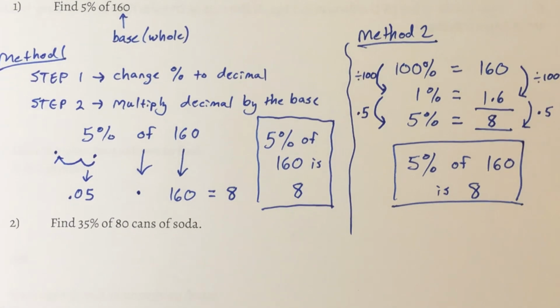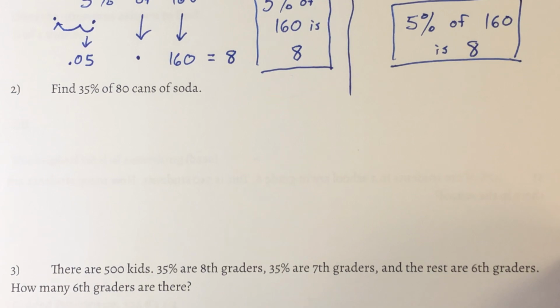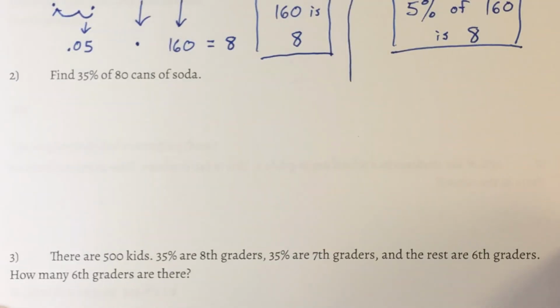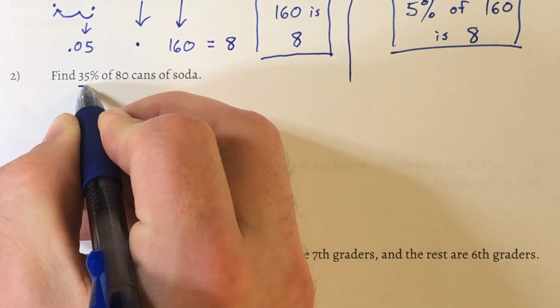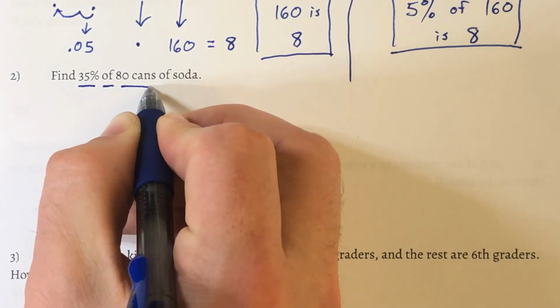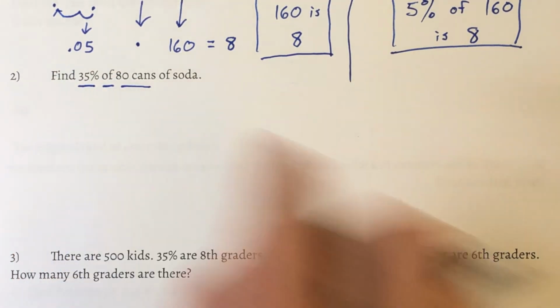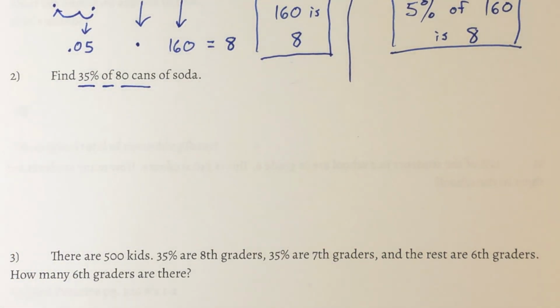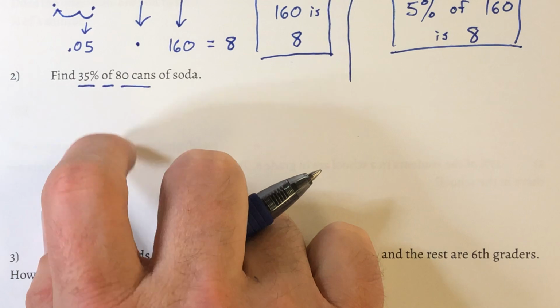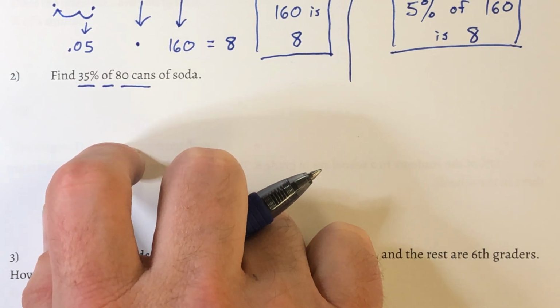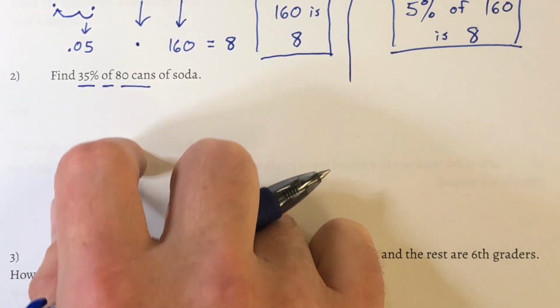All right, next problem. We're going to find 35% of 80 cans of soda. So what type of problem is this? Well, it's specifically asking for a percent of a number. It wants that much of 80 cans of soda. This would be like if your friend comes over to you and says, I want 35% of all of your soda. And you're like, no. But anyways, you agree to it. Well, now you need to find out, how many cans of soda did you promise them when you said, yes, you can have 35% of all my soda?